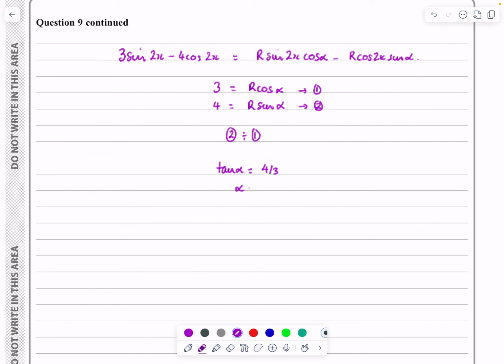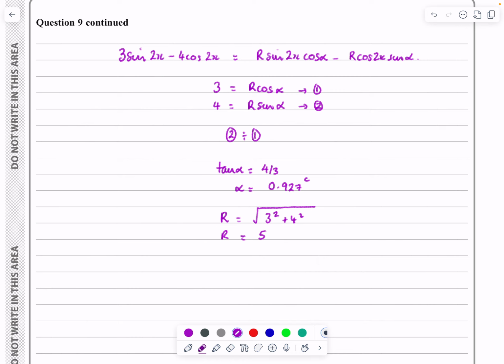So that means I can work out what alpha is. We're doing it in radians. I'm going to do it to 3 decimal places. It works out to be 0.927 radians. And then when we want to work out R for this, it's always just the square root of this squared plus this squared. So the square root of 3 squared plus 4 squared. Sometimes it does work out to be equal to a third. In this case, it's working out to be equal to 5.